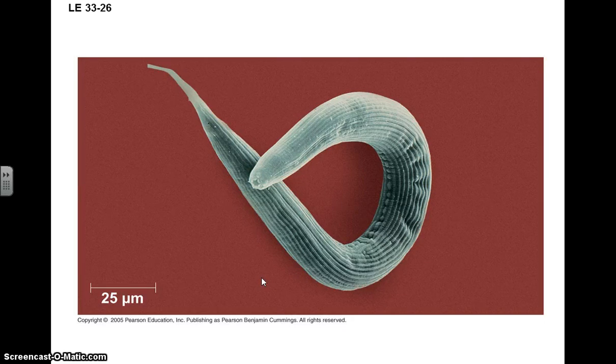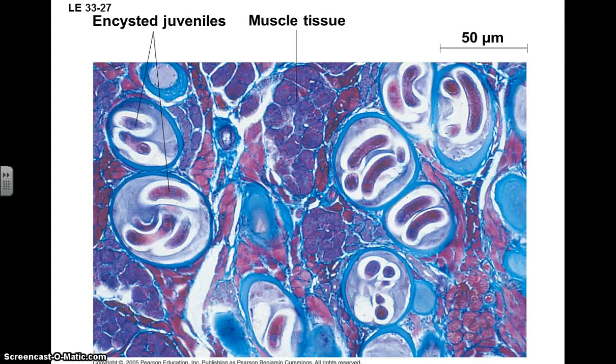Here's a tiny little nematode. Often they're in the soil just doing their thing. Sometimes they can be parasites of plants or even animals. Here's one that's been encrusted in some muscle tissue of some unfortunate animal.